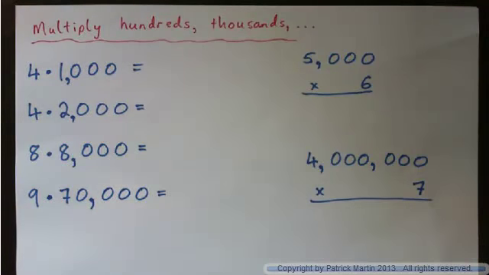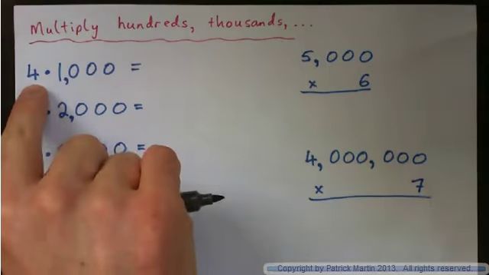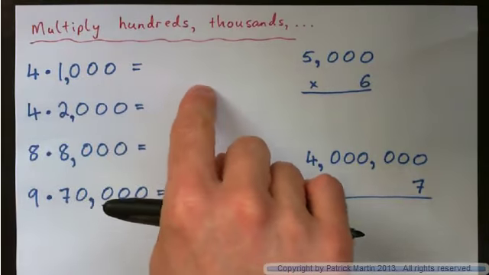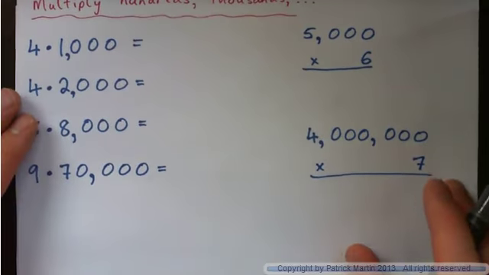Okay, in this video we'll just multiply hundreds and thousands and this million here, and you don't even have to write these down. You can just write down the answers. Like if you had 4 times 1,000, what would that be? Just write down the answer. So if you have $1,000, you multiply it by 4. That's 4,000.